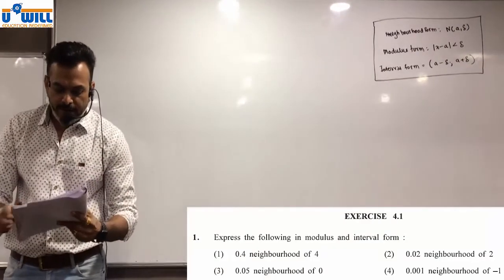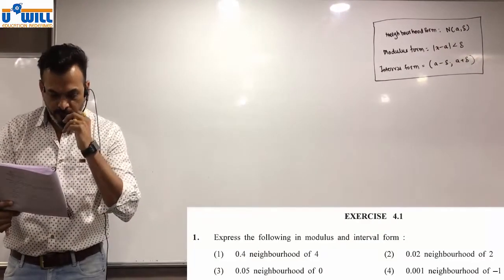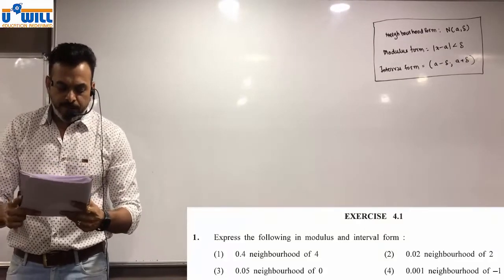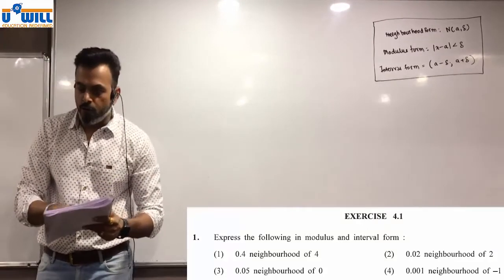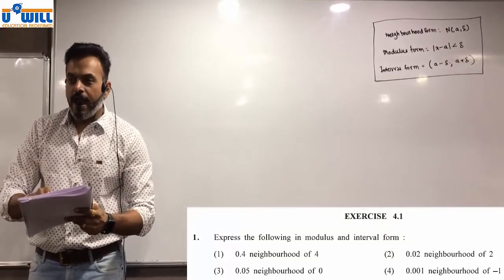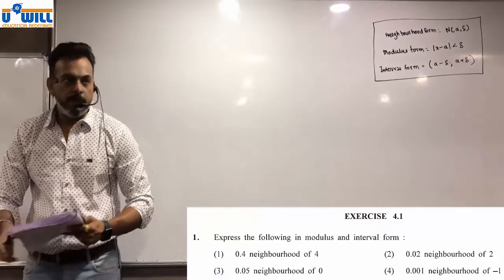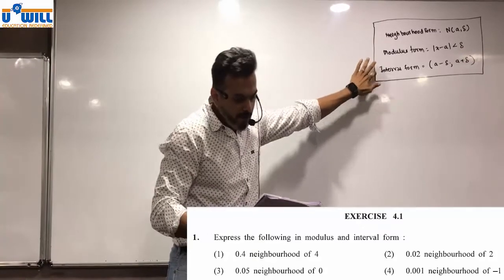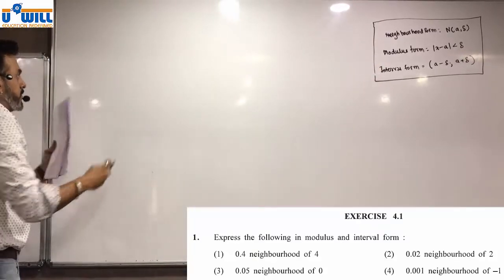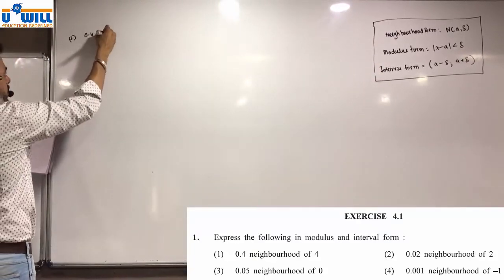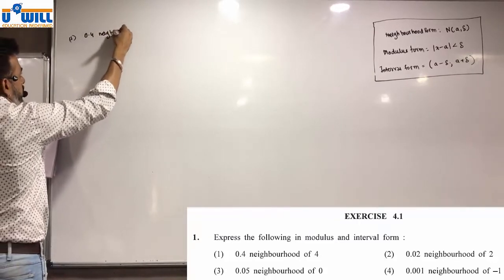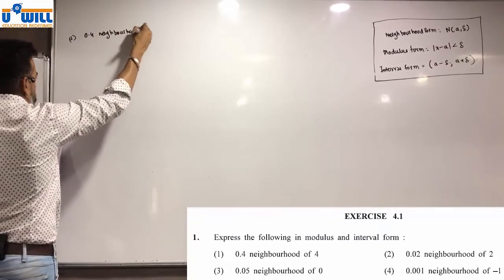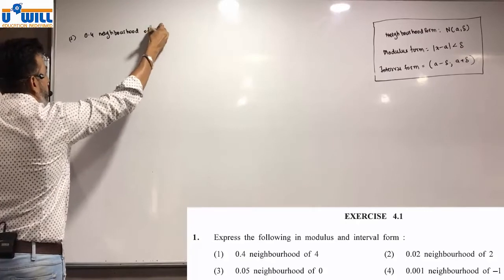Exercise 4.1, question 1. First, express the following in modulus and interval form. So this is modulus form and this is interval form. Now, first one, 0.4 neighborhood of 4.